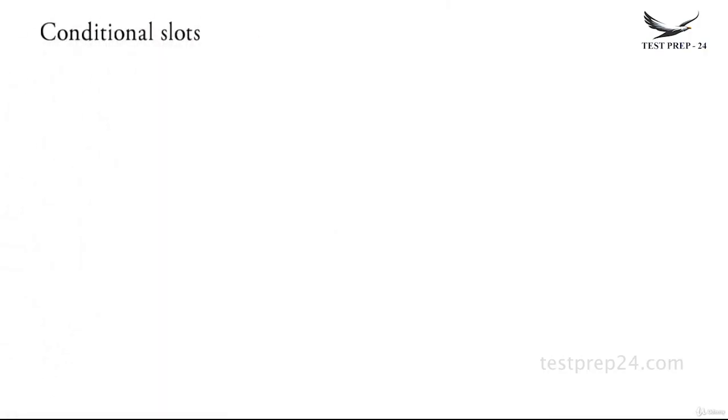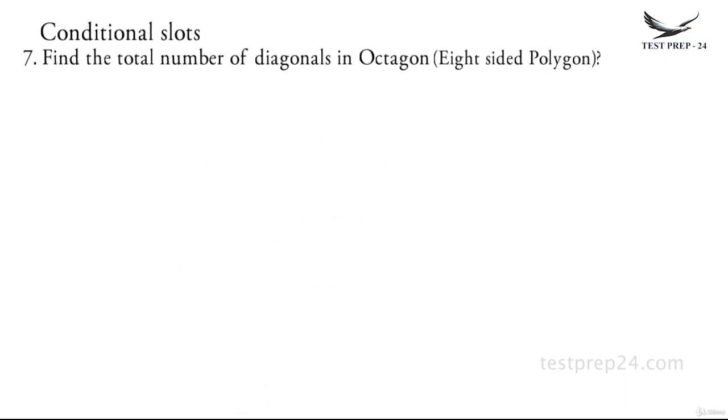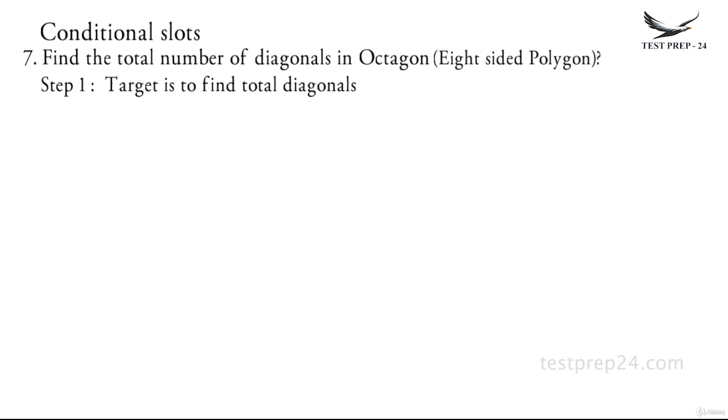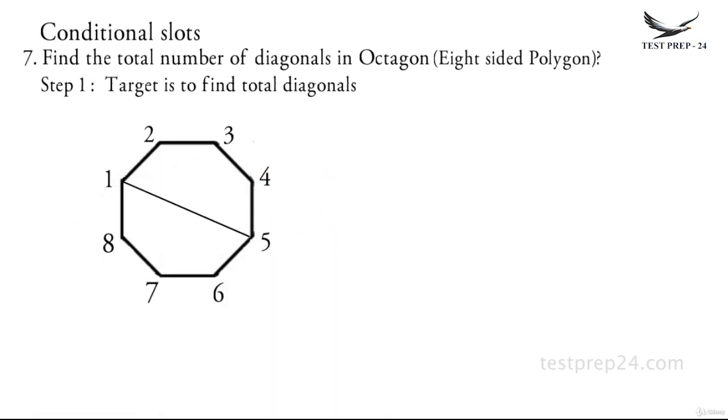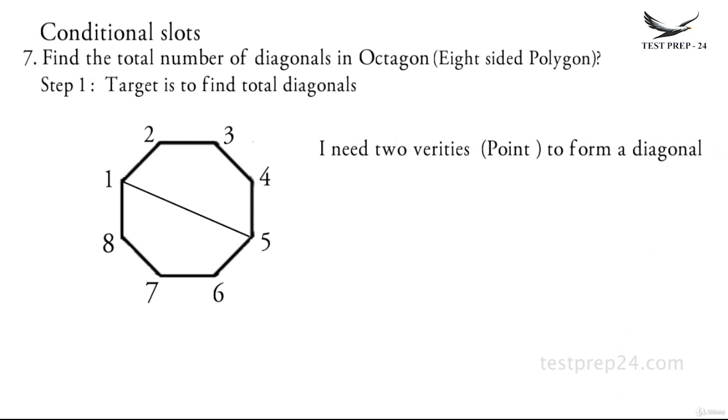Slots. So sometimes on a particular slot there may be some conditions, so you can't take all the numbers for granted. For example, find the total number of diagonals in an octagon. So here in your question, your target is to find the total number of diagonals. In order to form a diagonal you require two vertices. So your task is to select two vertices.